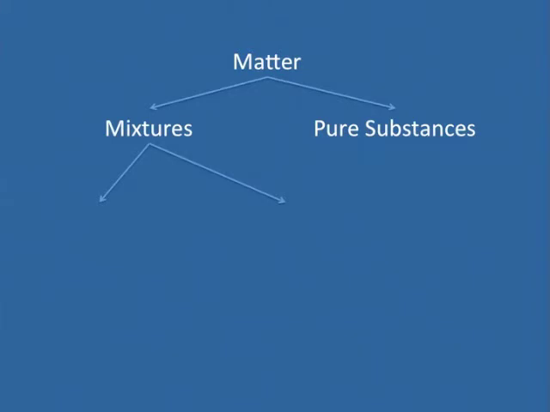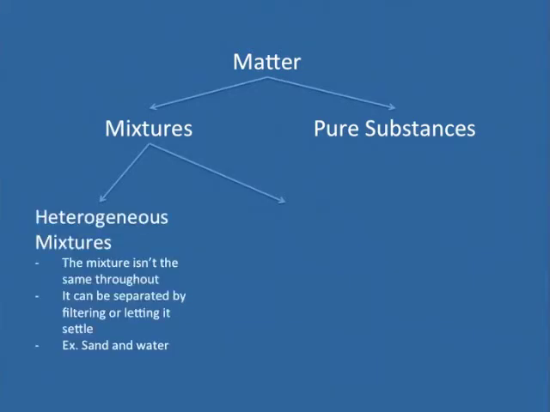There are 2 different kinds of mixtures. The first kind is called heterogeneous mixtures. These are mixtures that aren't the same all the way throughout. They can usually be separated by filtering or just letting the mixture settle, or maybe you could pick the pieces apart. So a good example is sand and water. If you have a mixture of sand and water, the sand is going to settle to the bottom. So you could easily separate it just by letting it settle or just by filtering it. Heterogeneous means different, and so these mixtures have different parts.